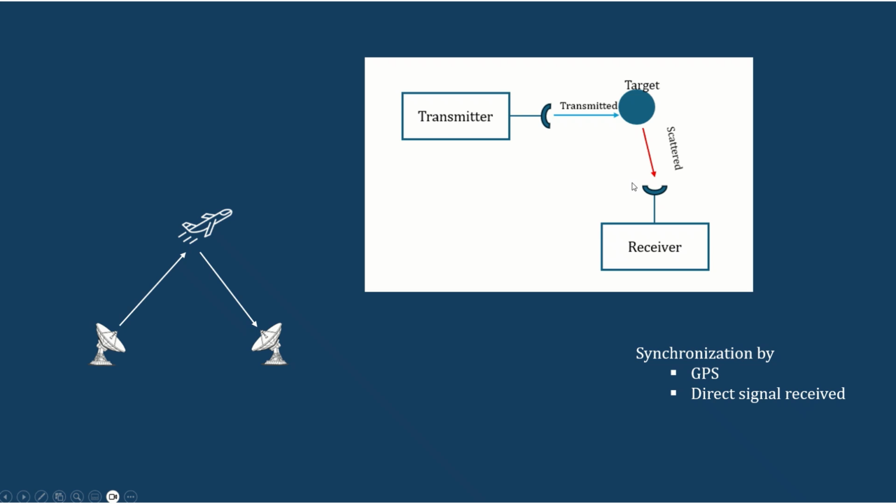Usually it is provided by GPS signals, or when this transmitting antenna starts transmitting, some sort of direct signal communication between the transmitting and receiving antenna will happen. This direct signal can also be used as the reference for the synchronization. So that is how the synchronization happens in the case of the bistatic radar.